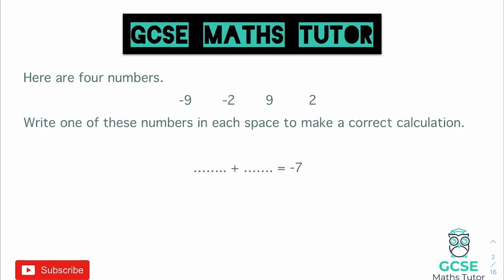Okay, so when looking at some negative numbers, we can have any form of calculation or any kind of question to do with negatives, but here's an example with something to think about. So it says write one of these numbers in each space to make the correct calculation.